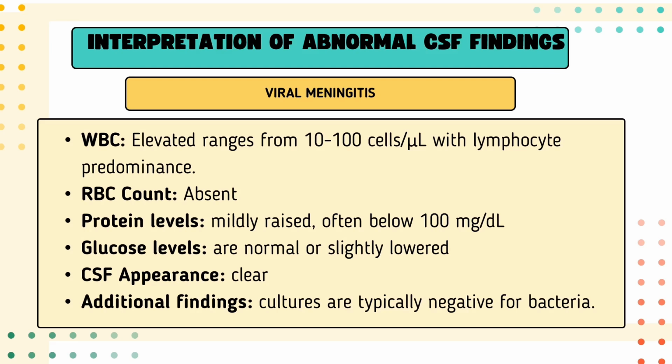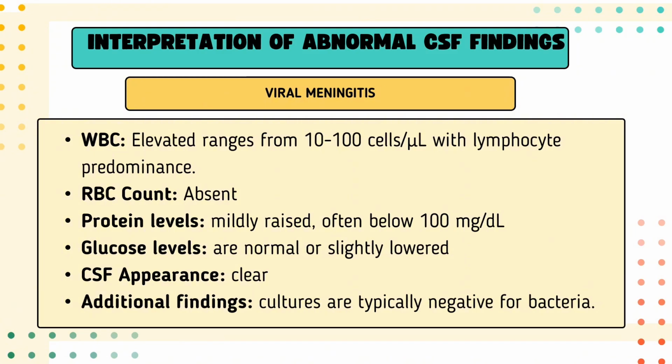For RBC count, it is absent. Protein levels are mildly raised, often below 100 mg per deciliter due to inflammation. For glucose levels, normally or slightly lowered because viruses, unlike bacteria, do not require glucose. For CSF appearance, the fluid remains clear because there is less cellular debris than with bacterial meningitis.